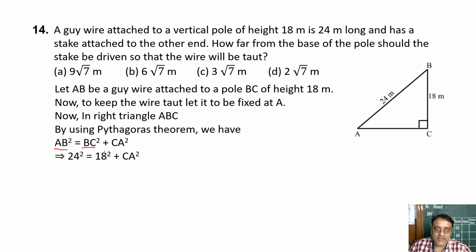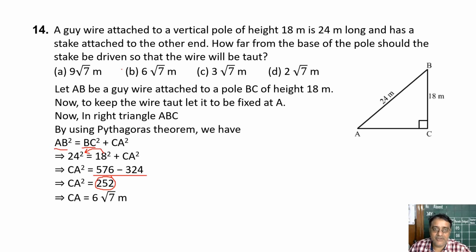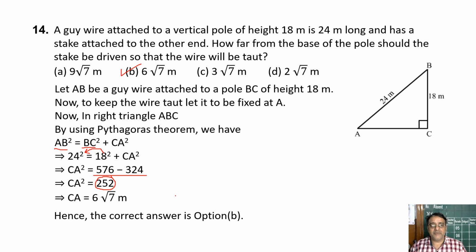Okay. So 18 square we will shift here, 24 square is 576 and 18 square is 324. And the difference is 252. So square root of 252. 36 into 7 is this. 6 root 7. So correct option is Option B. Option B, right. So this is question number 14.